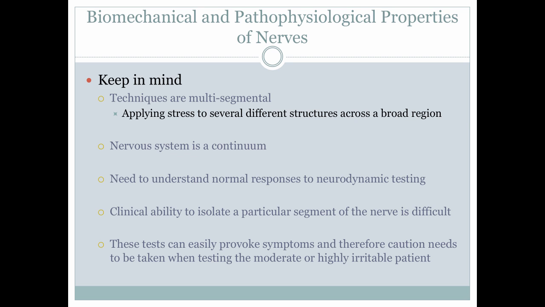And then also we really need to understand that these tests can easily provoke symptoms. And caution needs to be taken when we're testing the moderate or the highly irritable patient. And this is something that the fellowship program has really helped me come to understand as I'm going through that subjective history exam with the patient, really understanding how irritable they are, how irritable their symptoms are, so that I can plan an objective examination that isn't going to irritate them early on in my exam and then confound the results of the rest of my exam. So these are tests that really can ramp someone's symptoms up fast. So you really got to make that decision. Am I going to apply these tests early on in my exam or later on in my exam?